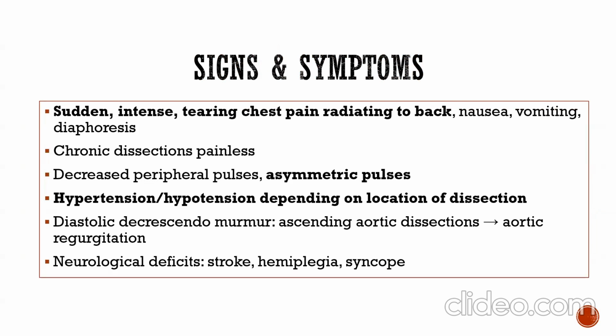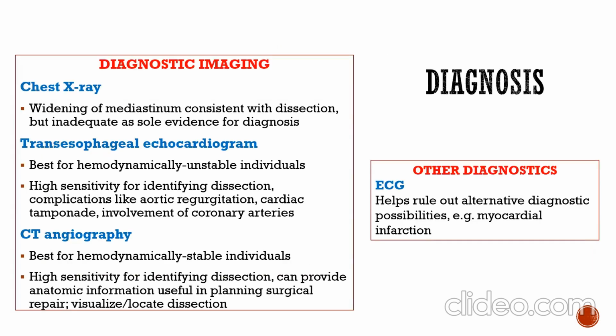Symptoms include sudden intense tearing chest pain radiated to the back, nausea, vomiting, and diaphoresis. Chronic dissection is painless. Other signs include decreased peripheral pulses, asymmetric pulses, and hypertension depending on the location of the dissection. Ascending aortic dissection may cause a diastolic decrescendo murmur from aortic regurgitation, and neurological deficits such as stroke, hemiplegia, and syncope.